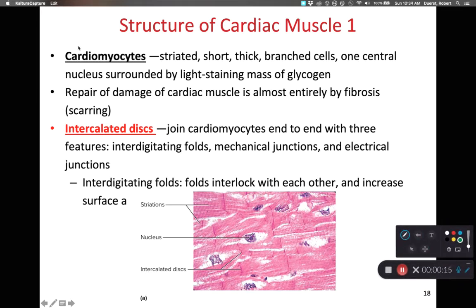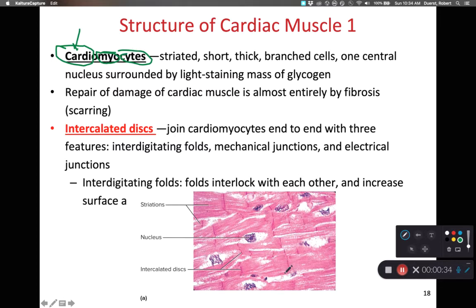So as we look at a cardiomyocyte, cardio is a root word that means heart. Myo is a root word that means muscle. Cyte meaning cell. Cardiomyocyte means heart, muscle, cell, literally when you look at the root words.